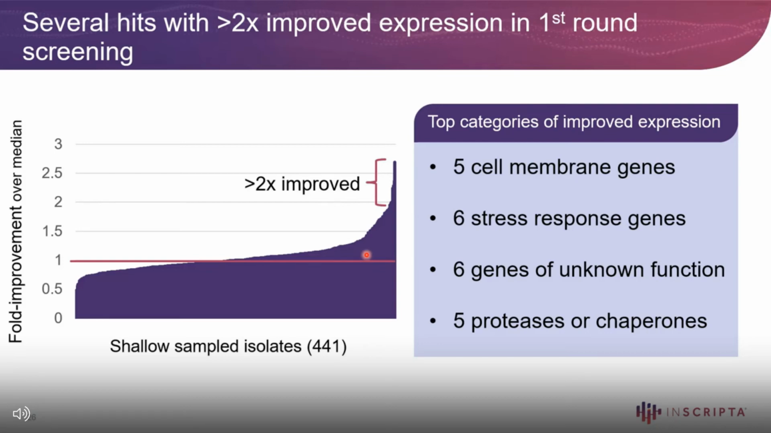So we see this repeated theme over and over again. Because we took these 2 strategies of rational as well as unbiased approaches, it allowed us to pull out these genes of unknown function that we would have never identified with a purely rational strategy. And then we also identified 5 genes that are proteases or chaperones, again, completely making sense for heterologous protein production.